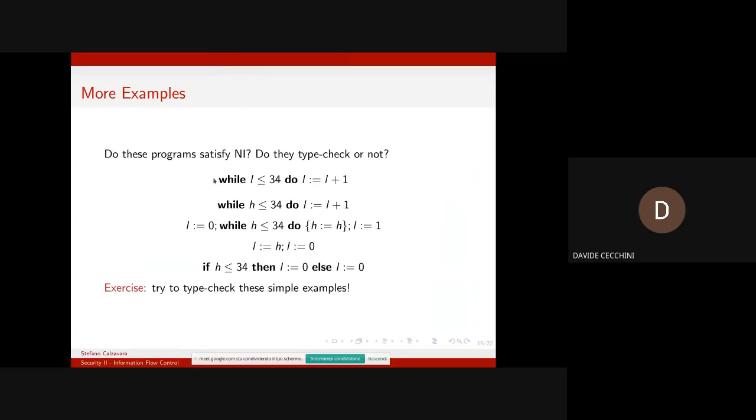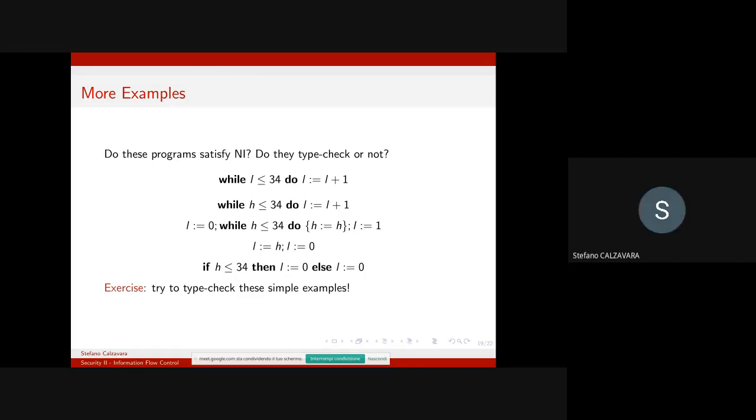I'm sorry, but I missed the last part of the lesson. Okay, so you're back in town now. So please, do you think this program is secure or not? The first one. Okay. Yes, because it does not look at high variable content.